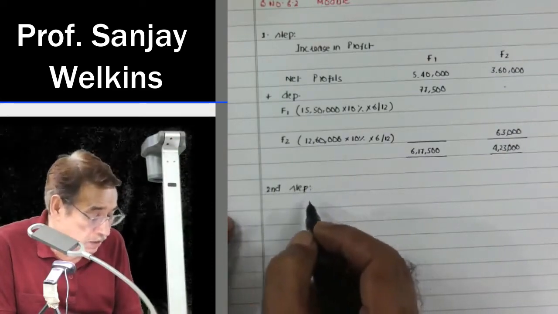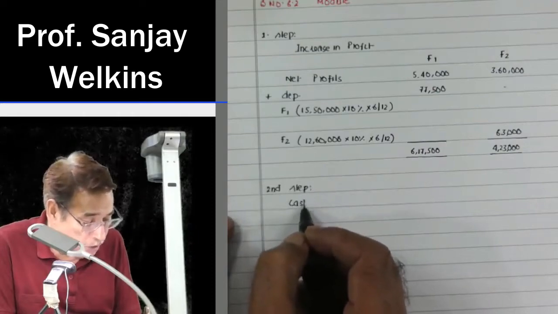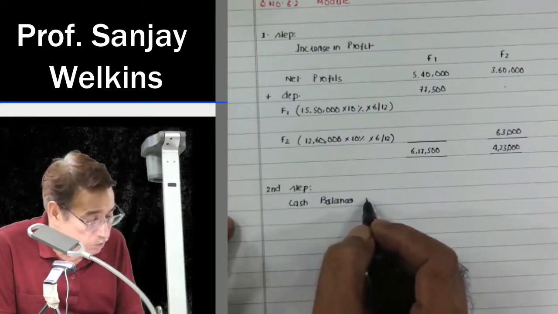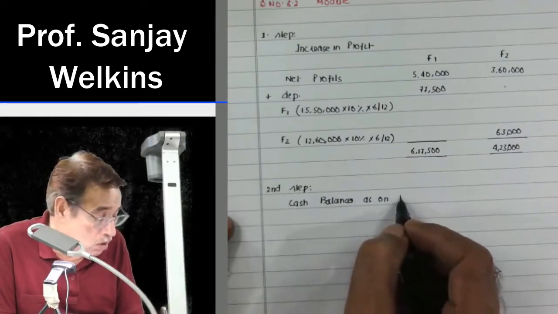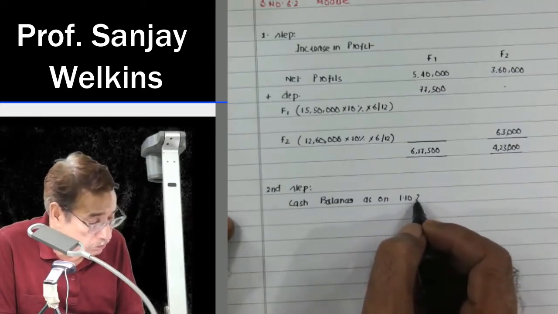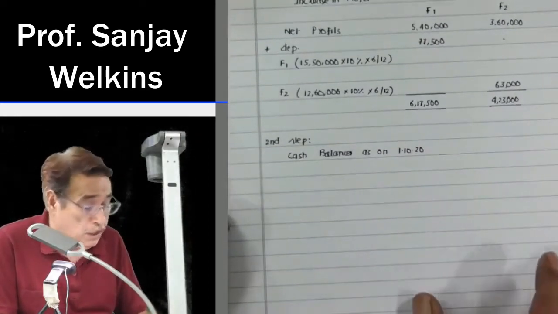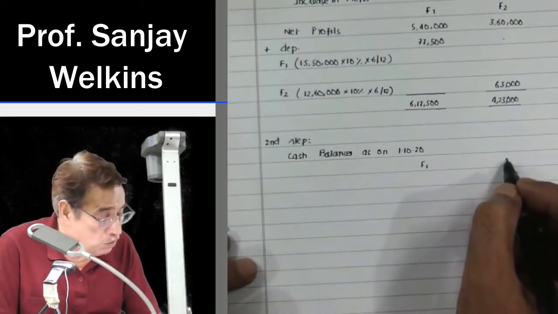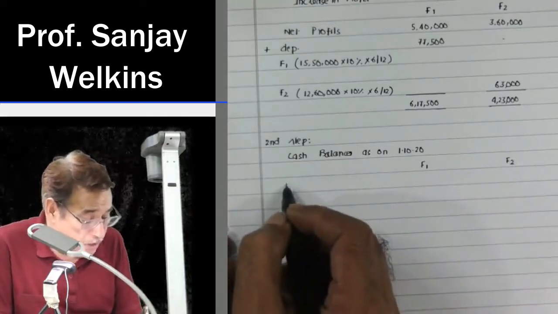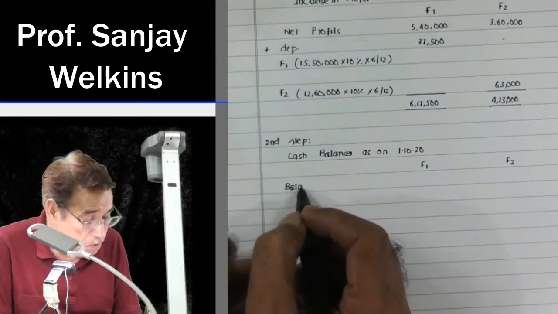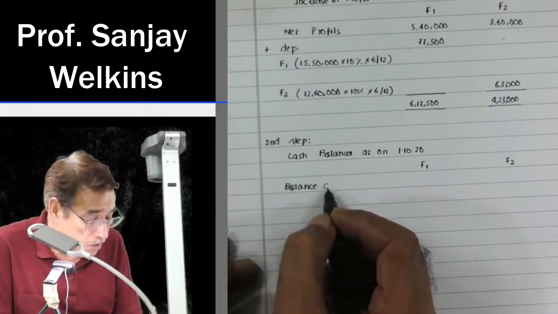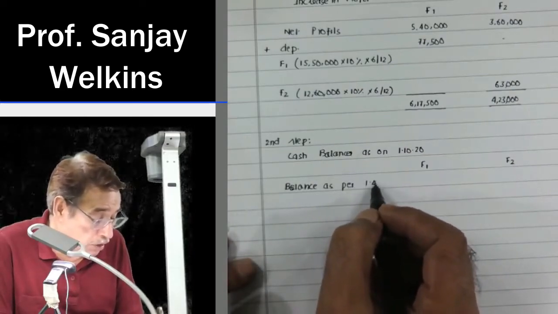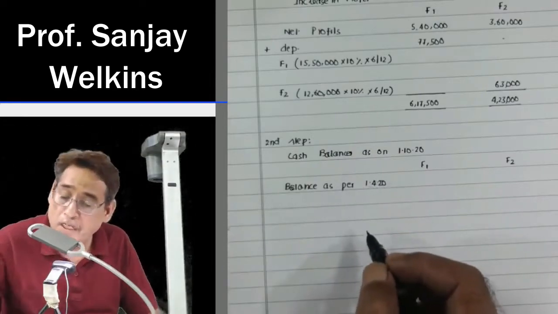As far as your second step is concerned, what I am computing is the cash balances as on 1/10/2020. Correct? 1/10/2020. Here I write F1, then I write F2. We have been given the balance as per balance sheet, the balance as per 1/4/2020. I look into the balance sheet.